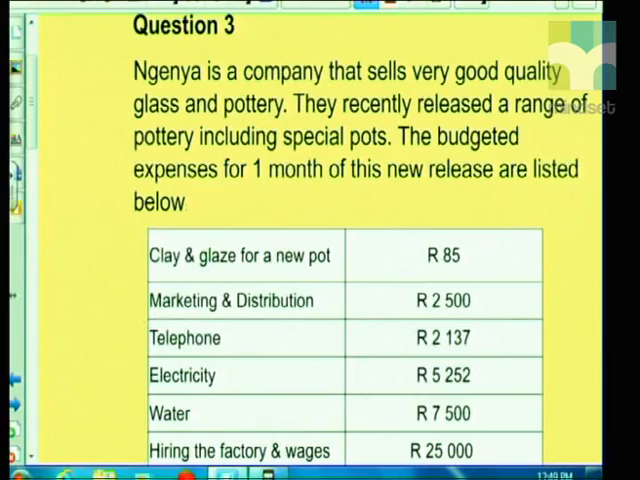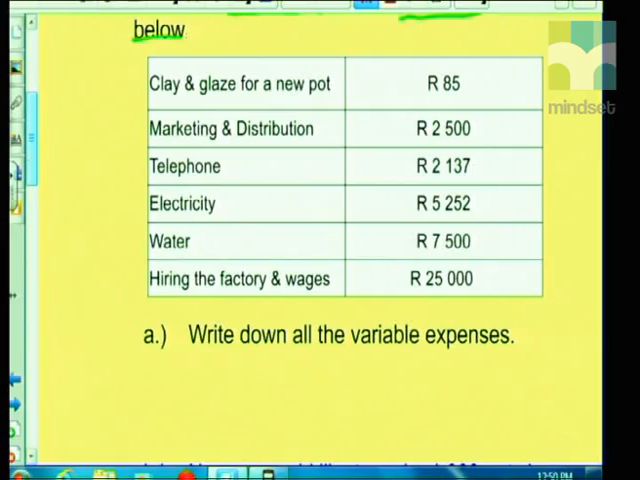Ingenia is a company that sells very good quality glass and pottery. They recently released a range of pottery, including special pots. The budgeted expense for 1 month of this new release are listed below. So here we're dealing with a business situation where we're going to be looking at income and expenses. So let's have a look what the questions have to say. Its first question says, write down all the variable expenses. So the first thing, it says the clay and glaze for a new pot. So that's for one pot, clay and glaze, it's 85 Rand.